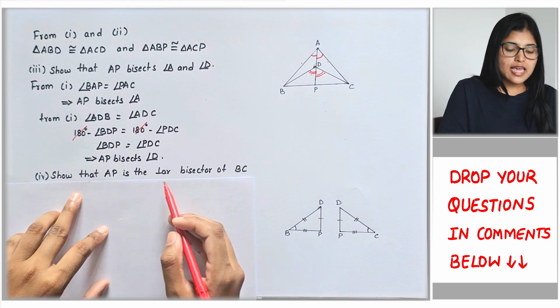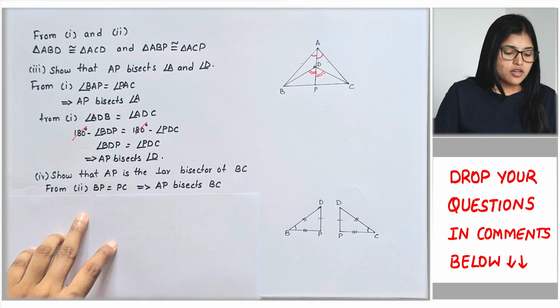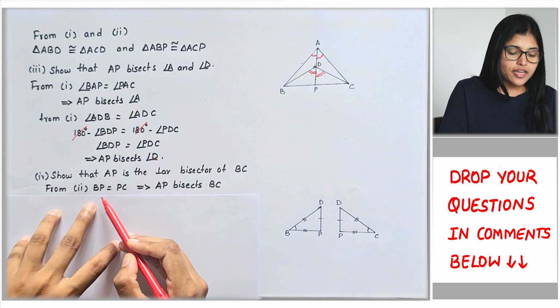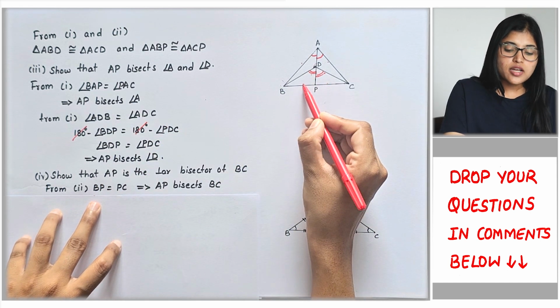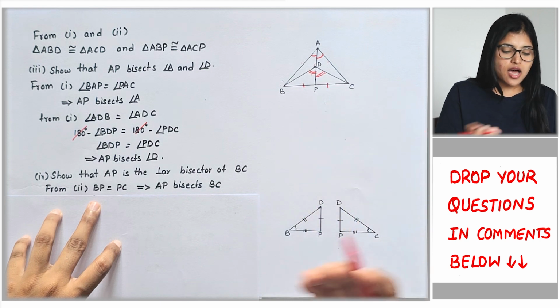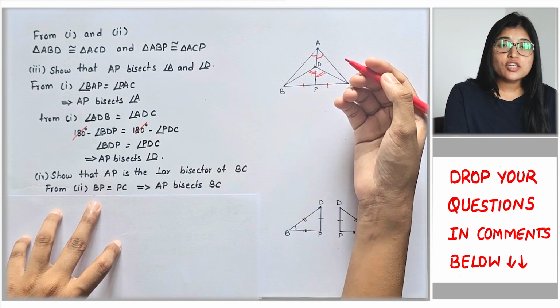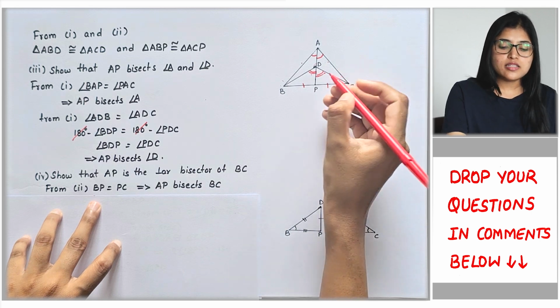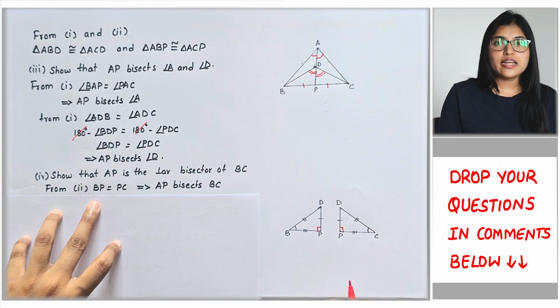The fourth part says, show that AP is the perpendicular bisector of BC. Now, from the second part, I know that BP equals PC because I have proven these two triangles are congruent. I know that this side and this side are equal. That means AP is bisecting BC. But we need to show that it's a perpendicular bisector. That means I need to show that this angle and this angle are 90 degrees.